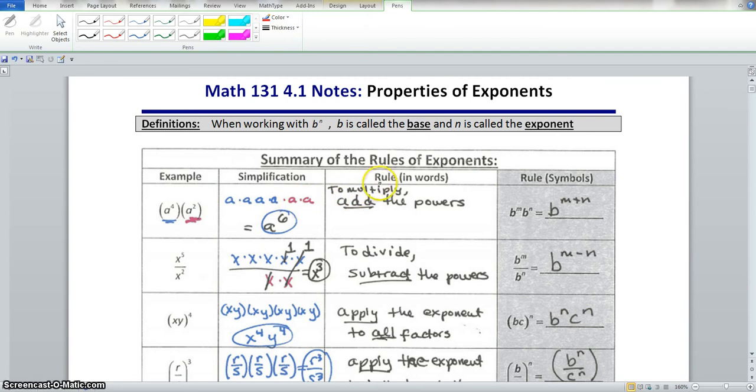Now, with the rule in words, when we multiply, we add the powers. We also must have the same base. When we multiply with the same base, you add the powers. So here we have base b to the m times b to the n. We will carry over the base and add the exponents.